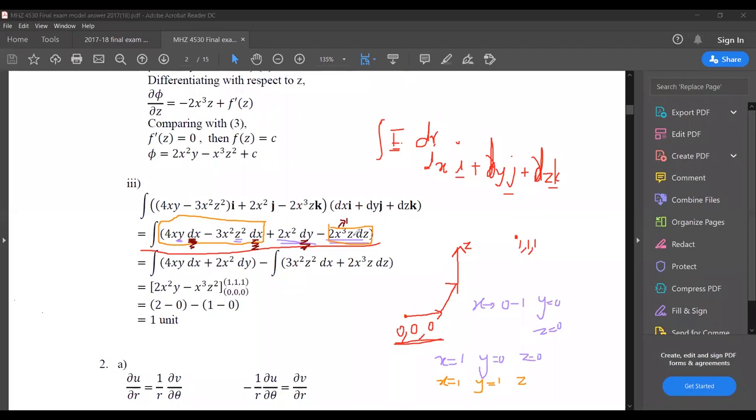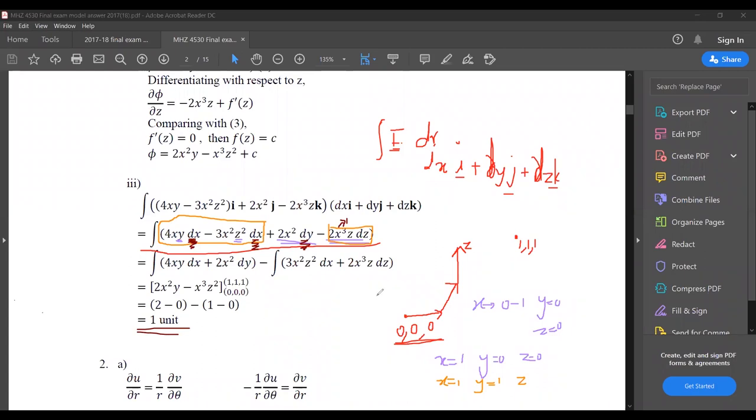So you have to break this into three parts, do the integration separately, add all these three, and you can find the work done. I don't know whether the answer is right.